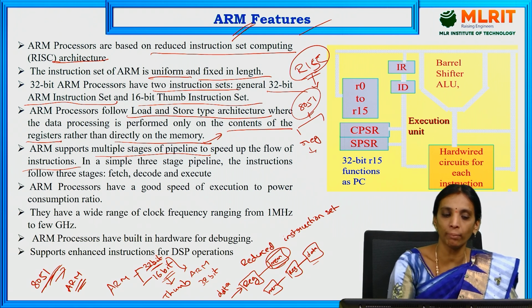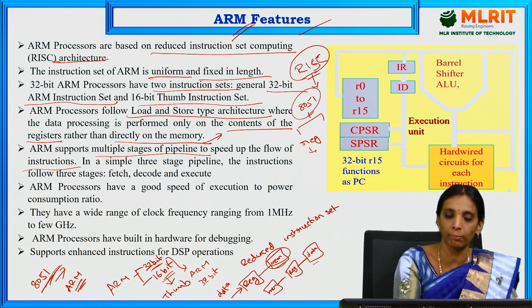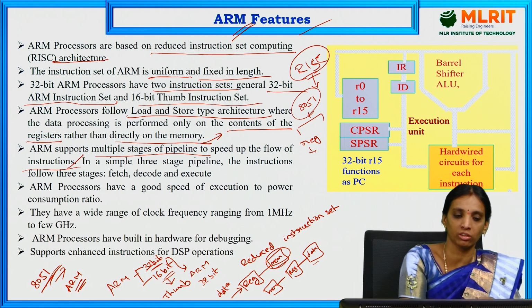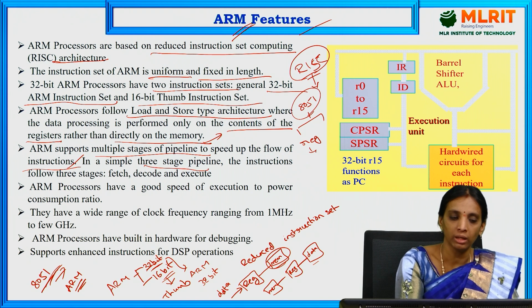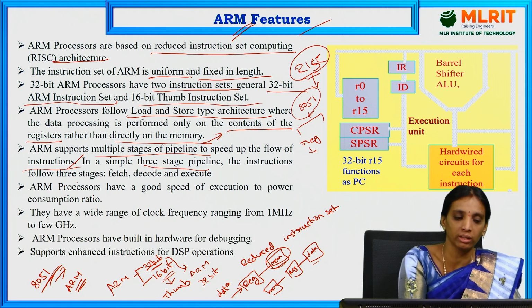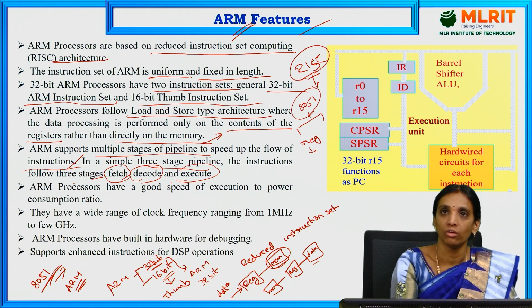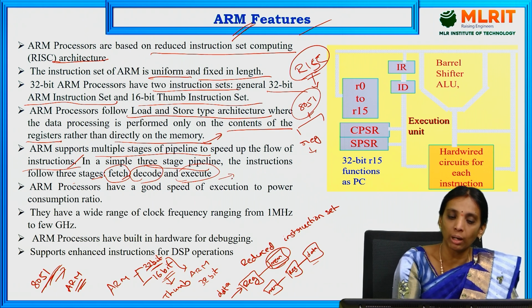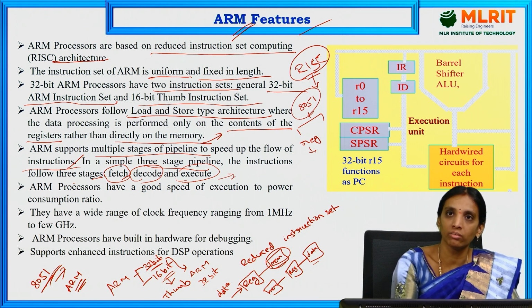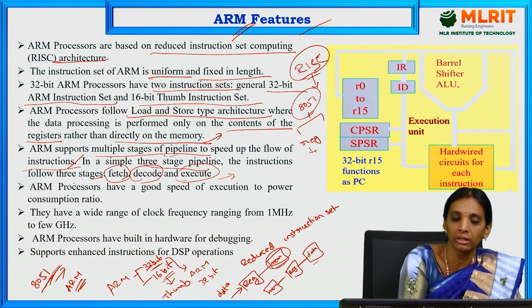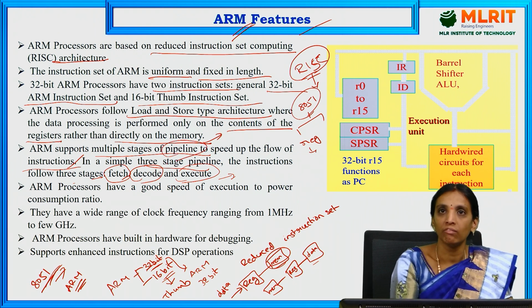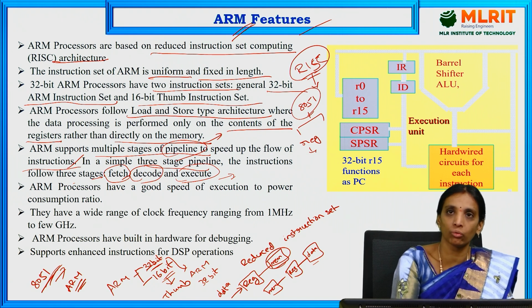This ARM processor supports multiple stages of pipeline to speed up the flow of instructions. In a simple three-stage pipeline, one instruction will go to the fetch stage, another to the decode stage, and another to the execution stage. In this way, we can complete the three instructions within the stipulated time. Therefore, this pipelining procedure of the ARM processor will improve the speed of execution.